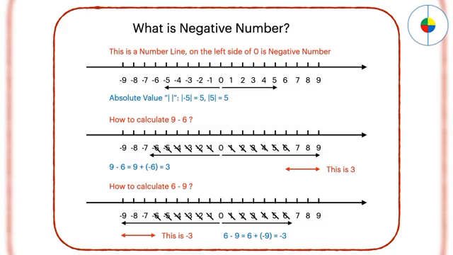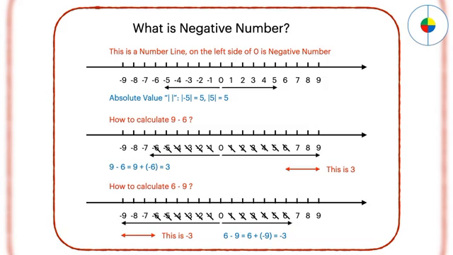To better understand negative numbers, you need to draw a number line, with 0 in the middle. Positive numbers on the right side of the 0 and negative numbers on the left side of the 0. There is a concept, absolute value, which is the distance from 0 on the number line.